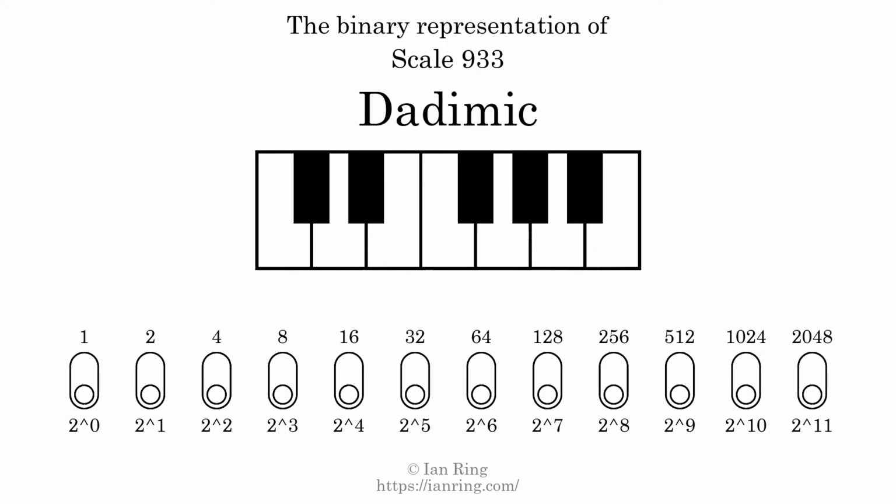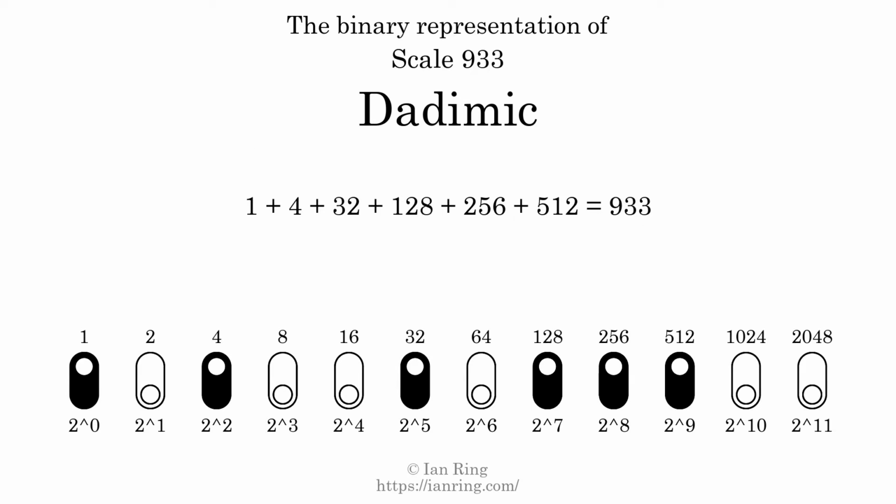The binary representation of this scale is determined by mapping tones of the scale to binary digits. Each binary digit represents a power of 2. To get the scale number, we add the powers of 2 together. The powers of 2 that are present in the scale, all added together, equals 933. That is why the scale number, in decimal, is 933.